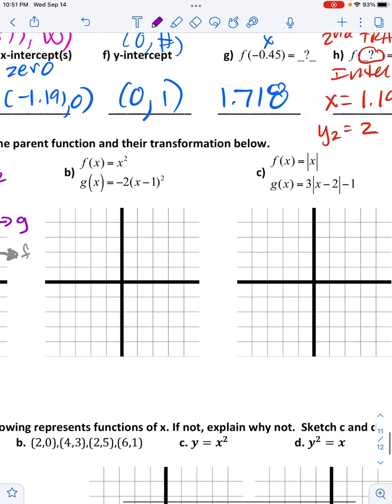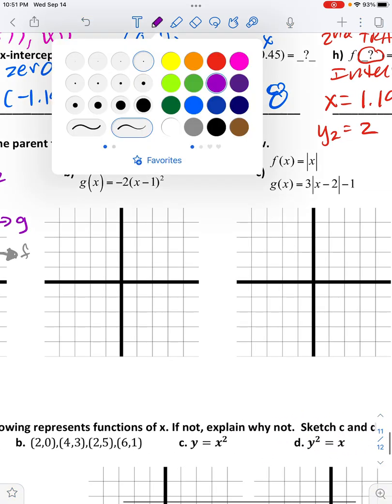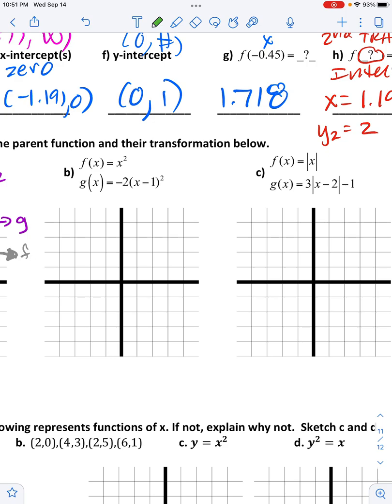Let's try that again. What does your parent graph look like here? You should know that right away. You should be able to go, oh, that is a quadratic. My parent graph is a parabola. 1 squared is 1. 2 squared is 4. Same on this side, because when I square negatives, they always turn out to be positive. So that is my original function, f.